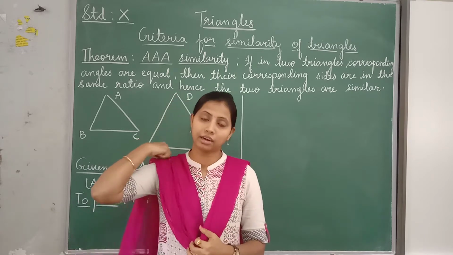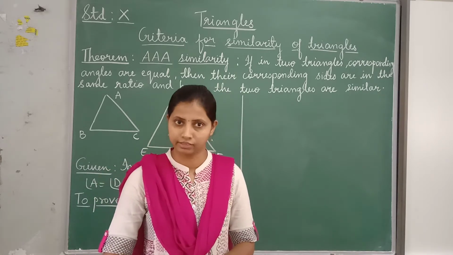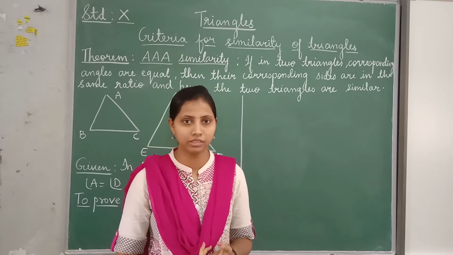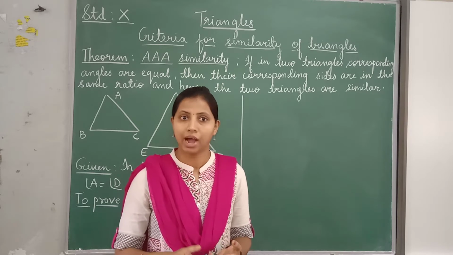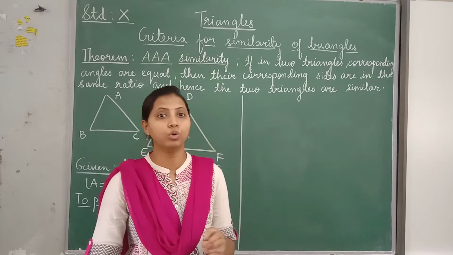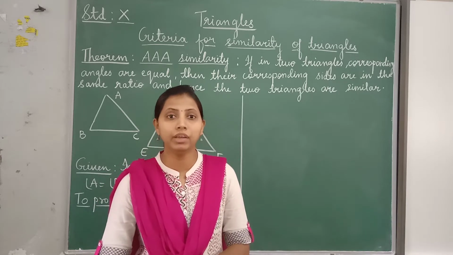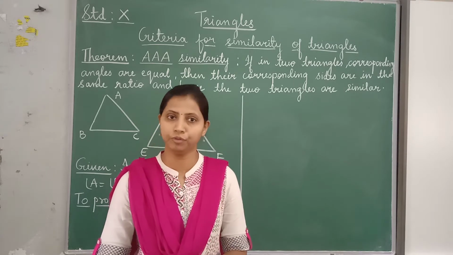As in earlier classes, we have learned the criteria for congruent triangles, for two triangles to be congruent. What are the different criteria we have learned? SSS, SAS, ASA, RHS. These are the criteria for congruency of triangles. In the same way, today we will learn the different criteria for the similarity of triangles.